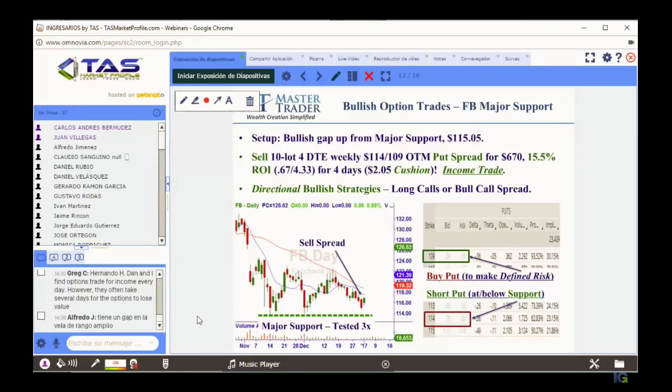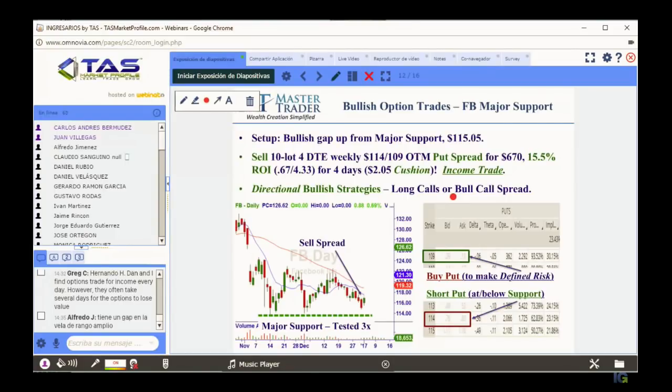So our setup here on Facebook was a bullish reversal at a triple bottom, major support. So we will teach you on this setup what option strategies you could deploy. You could deploy a bullish directional strategy, which is bucket one, if you wanted to on this setup, which we will review in our seminar, different options for that. But this particular slide is showing you how we sold a bull put spread.